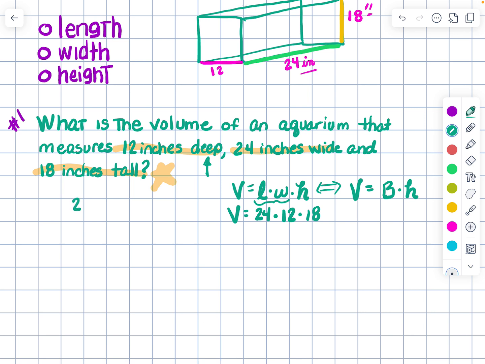So 24 times 12 is, 2 times 4 is 8, 2 times 2 is 4, 1 times 4 is 4, and 1 times 2 is 2. So then we get 288 for this piece, which is our base over here. So that's 288. That's our base, okay? And then we need to multiply that by 18, which is the height of our aquarium.